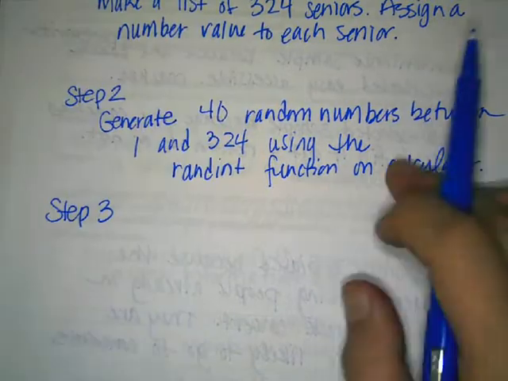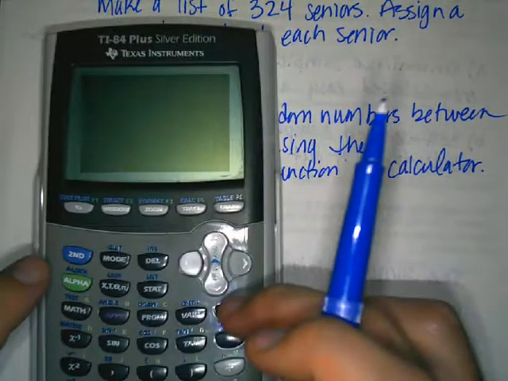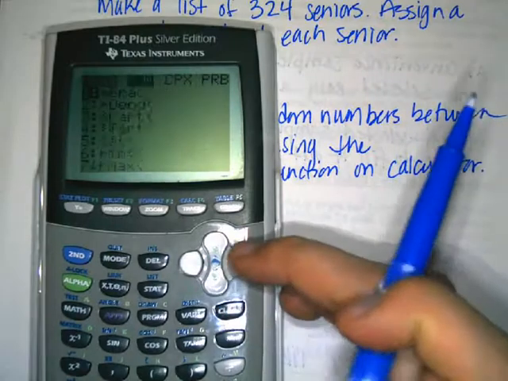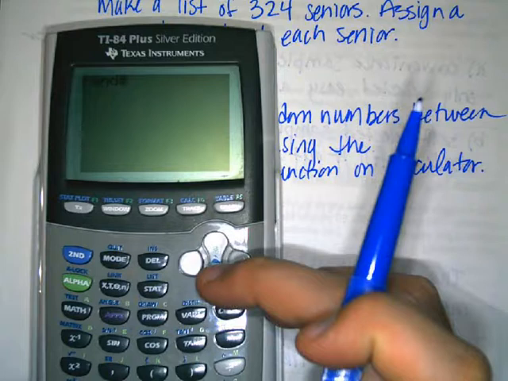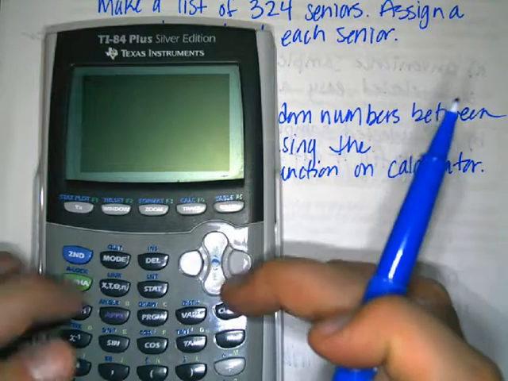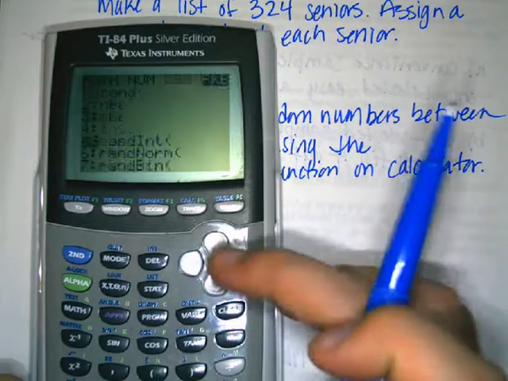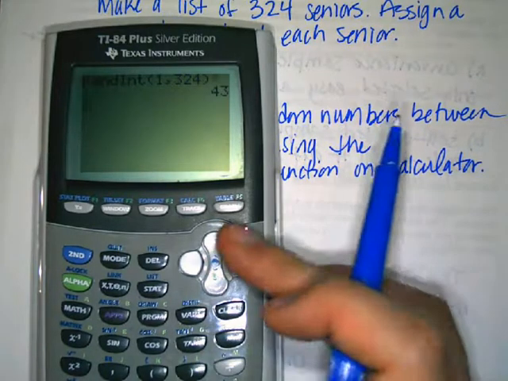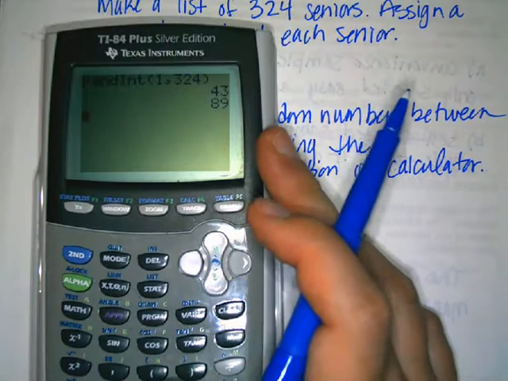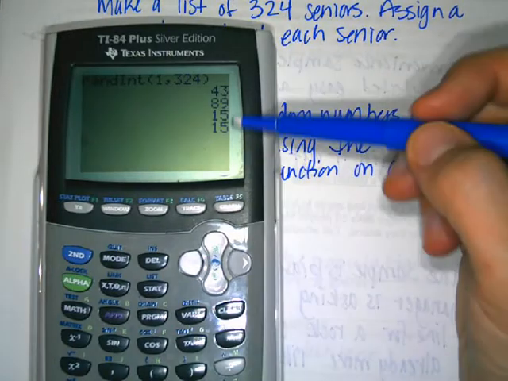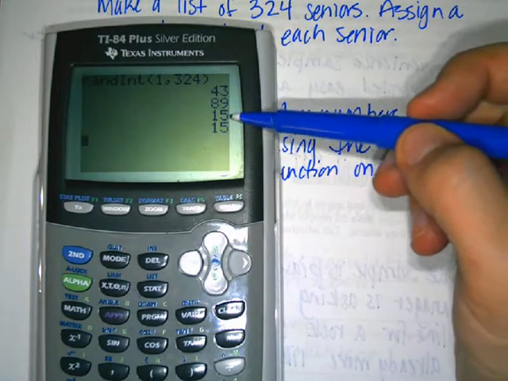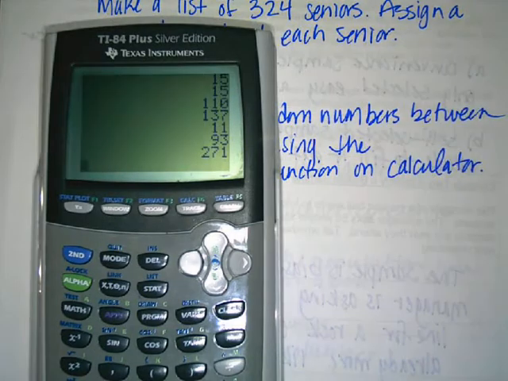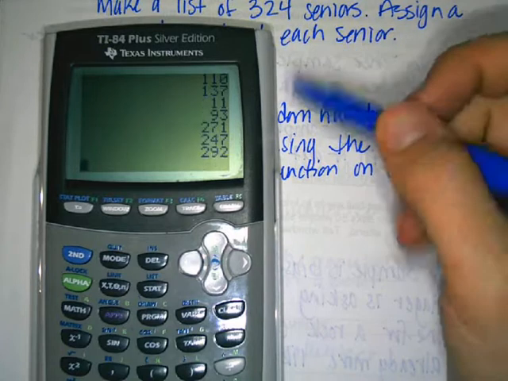So if I actually wanted you to come up with those 40 numbers, you go to Math, go to your probability menu, go to random integer. We want 1 to 324. We want all the numbers to be selected in there. So here's 43, 89, 15. 15 is repeated twice, so we would not count that second 15 and instead generate a new number and then keep going until you get to 40 integers.